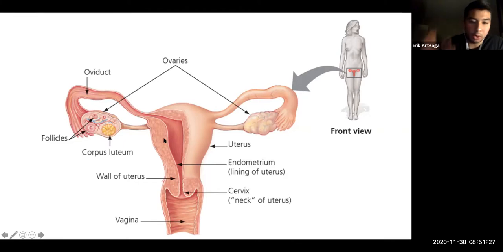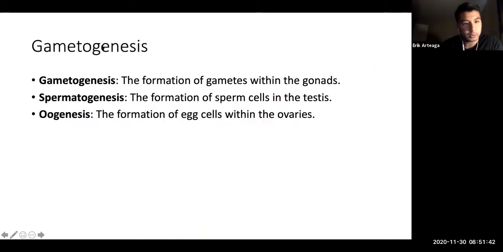Okay, if no egg implants, you then have your period or menstruation, and then you have the shedding of the lining of the endometrium. That'll be the blood during the period, or during the menstruation. And again, here's the cervix. So be able to identify those structures.